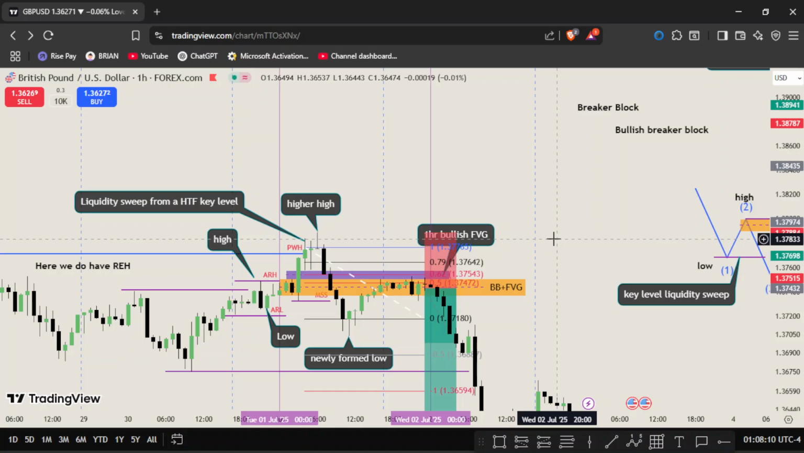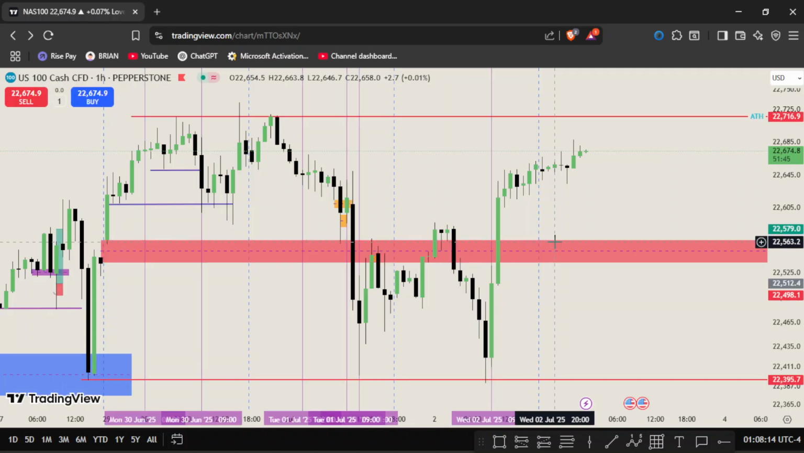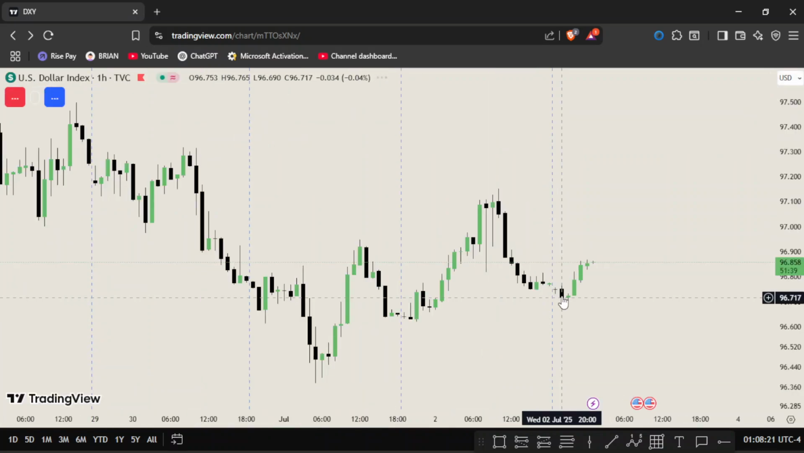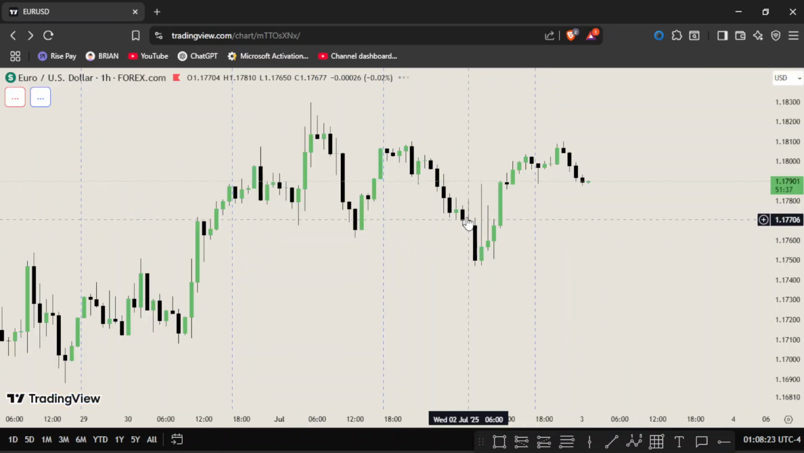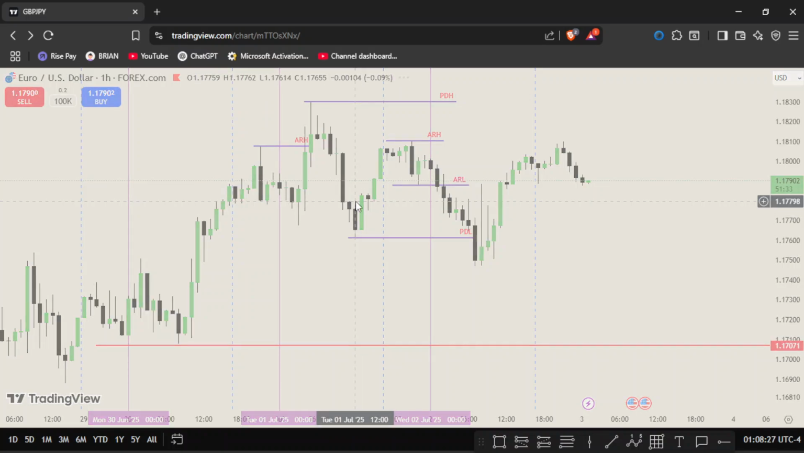Sorry, before I go, I don't know if I'll be able to see another breaker block. Can we see one? Let me see. Let me try to look at one.